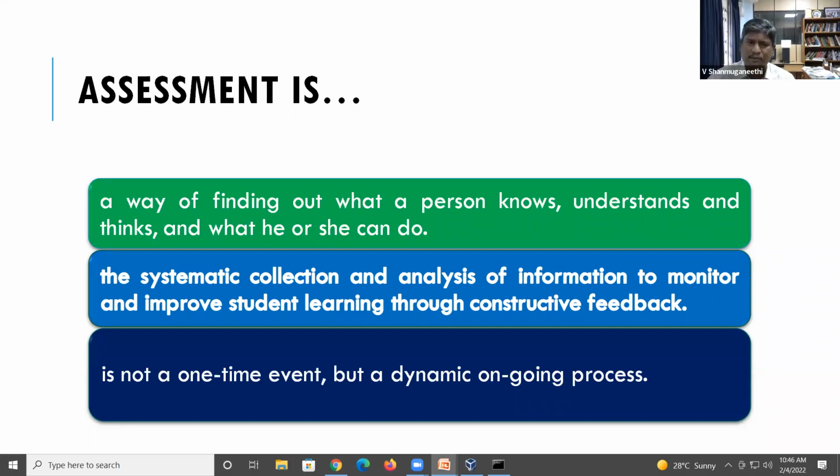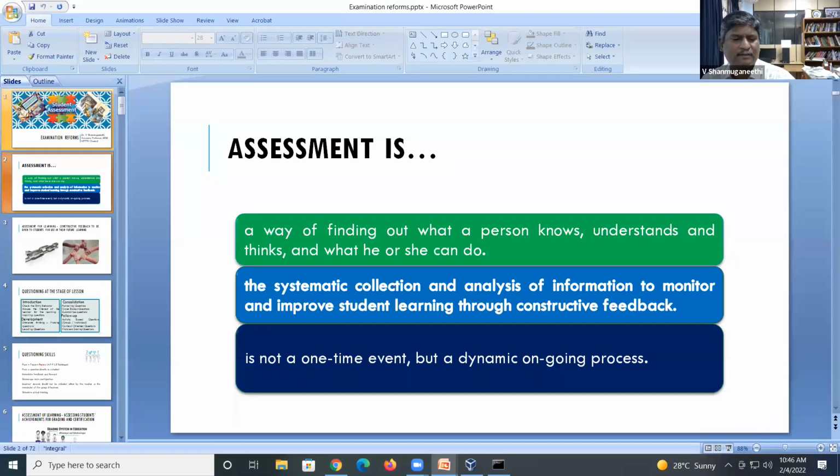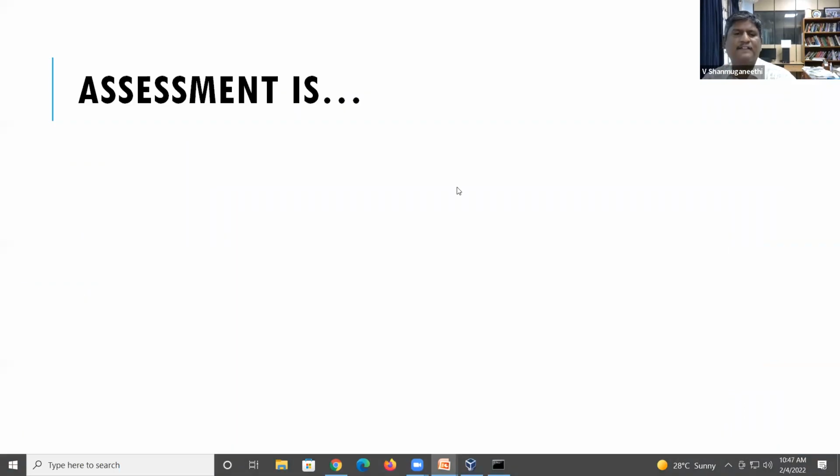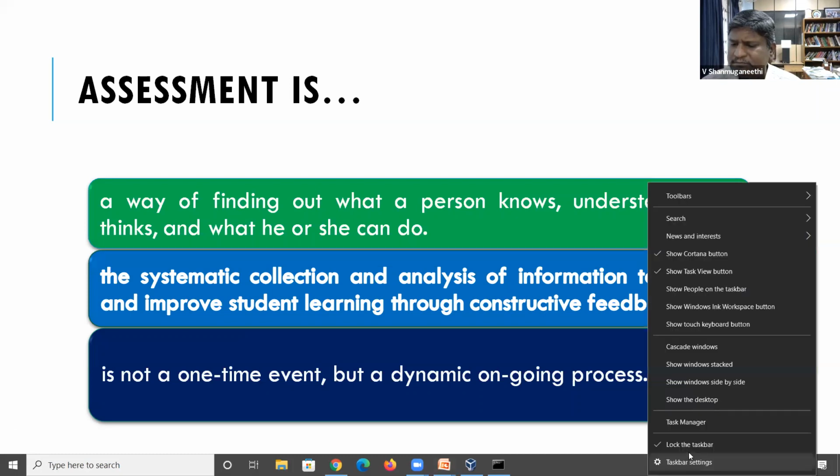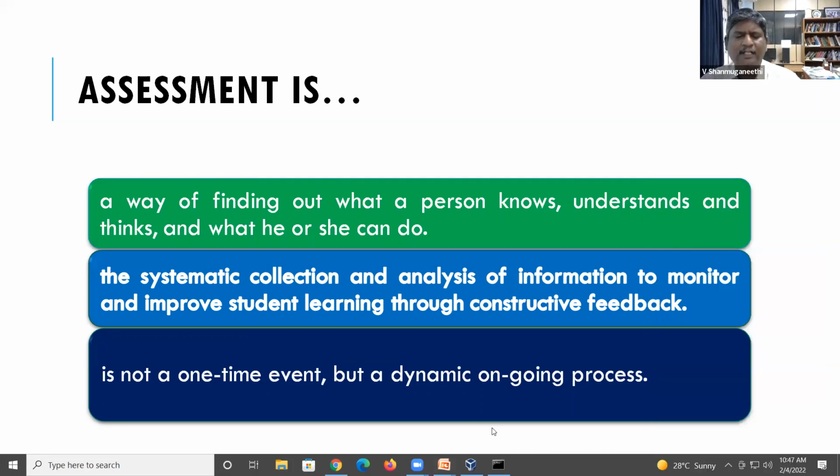The second thing is it has to improve. Assessment is to find whether the person achieved the outcome or not, and where exactly the student is lagging. That is the main crux of the assessment. So what exactly the person knows or understands, what they are learning, and with that, what they can do. That is the first thing.